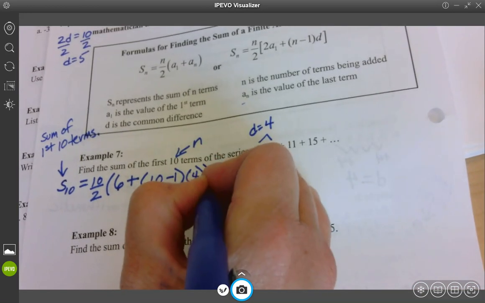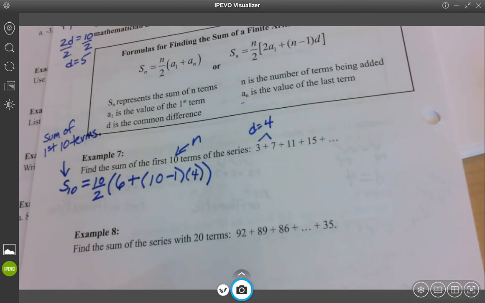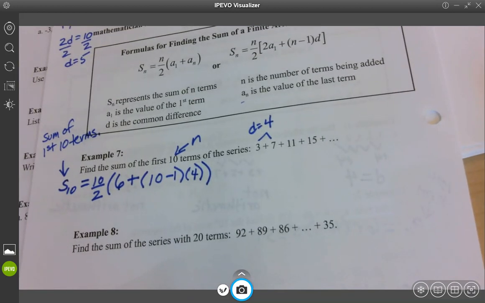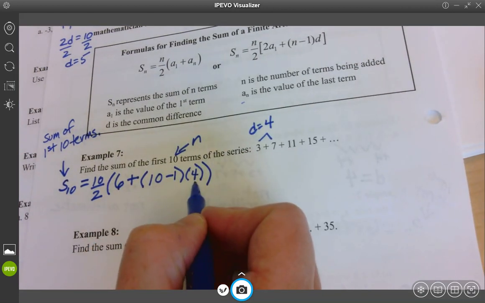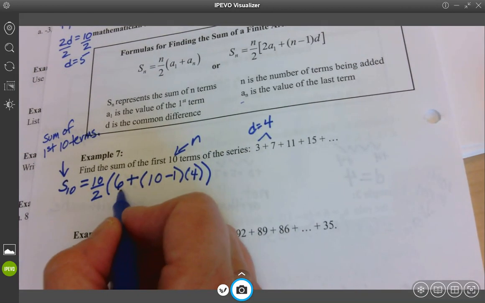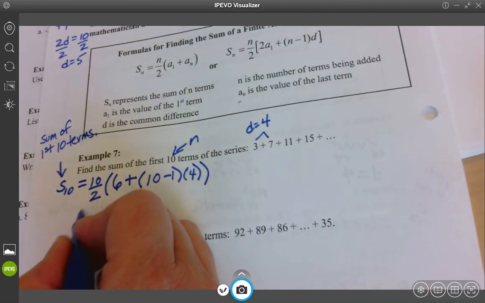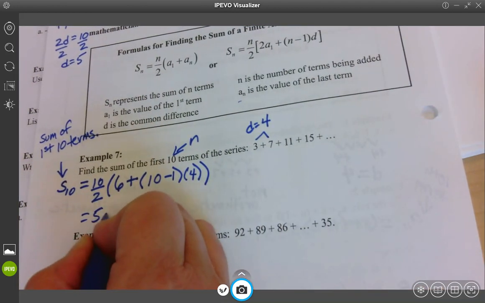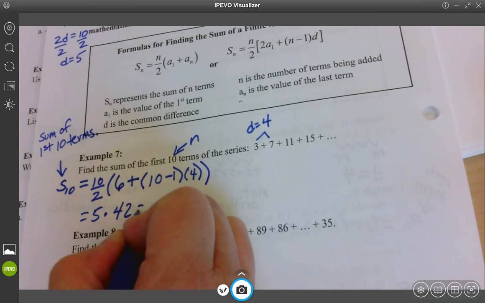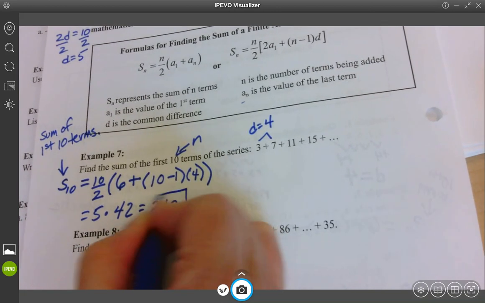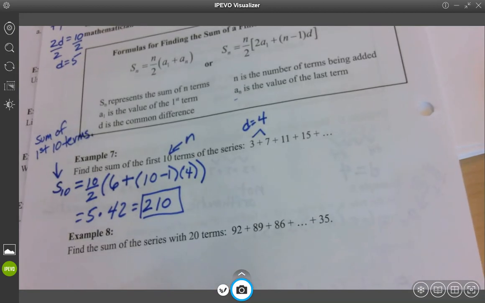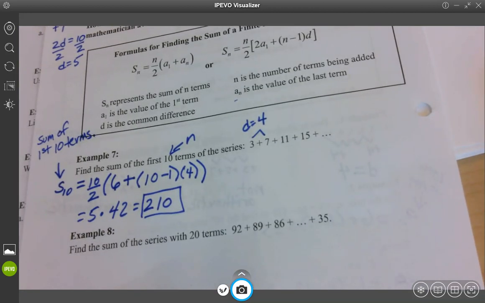Where are you getting 18 from? Calculate. Let's see. This is going to be 9 times 4, so that's 36, and 36 plus 6 is 42. So I have 5 times 42. I'm getting 210. This is arithmetic, so please let me know if I make an arithmetic error. If you get something different, just let me know.